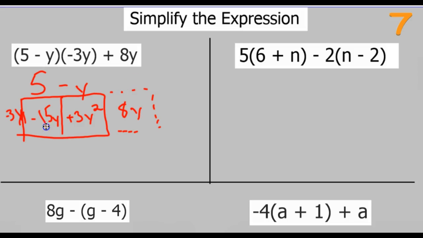So we got a couple like terms. We can combine our 15y and our 8y. But we can't combine the y squared because that doesn't have just a single y. So negative 15y plus 8y gives us negative 7y plus 3y squared.